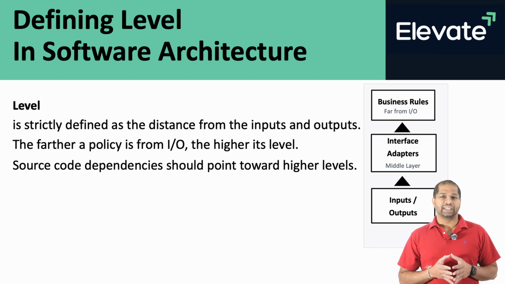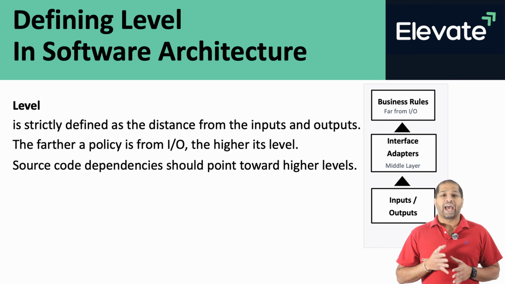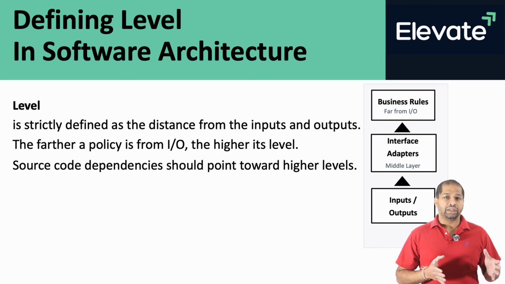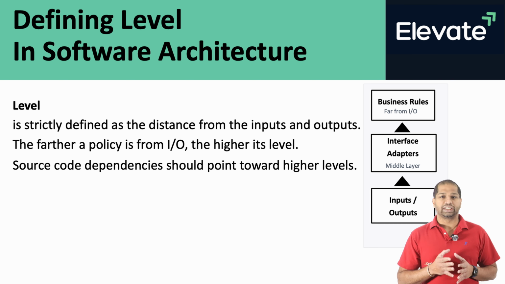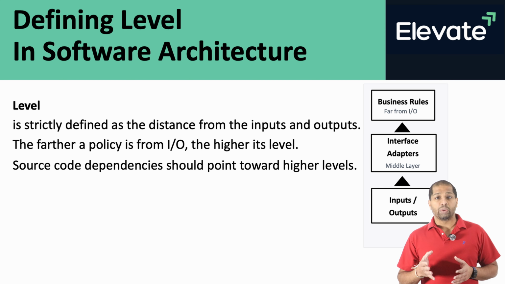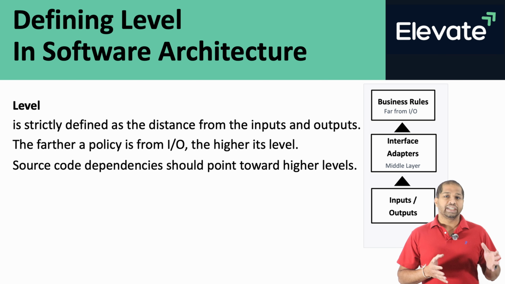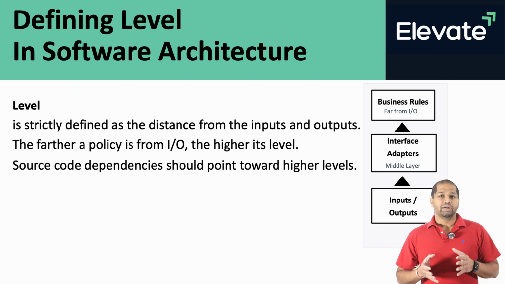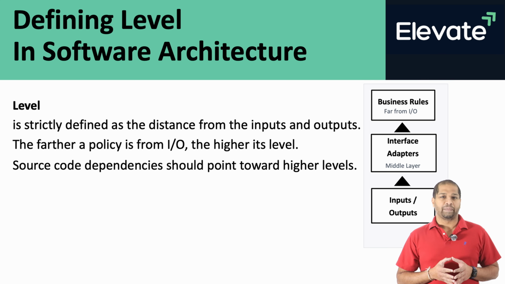To formalize this, we define level as the distance from the inputs and outputs of the system. The farther a policy is from input-outputs, the user interface, the database, the web, the higher its level. In a clean architecture, all source code dependencies must point in the direction of increasing level, protecting the core logic.